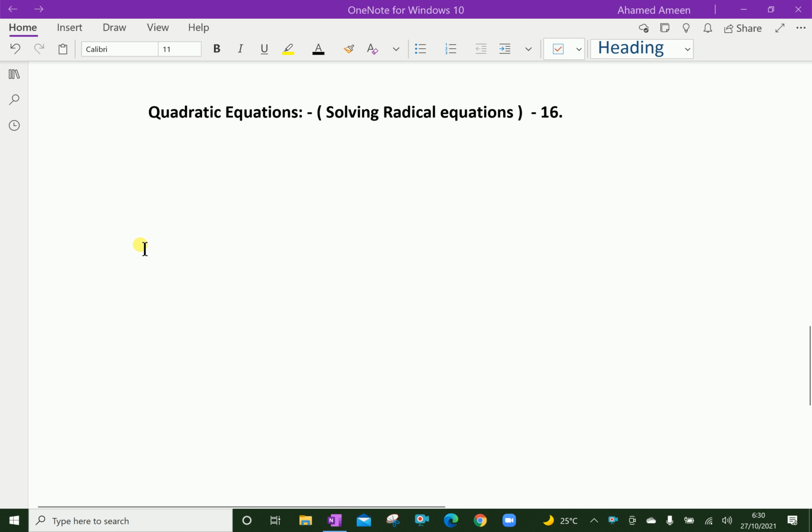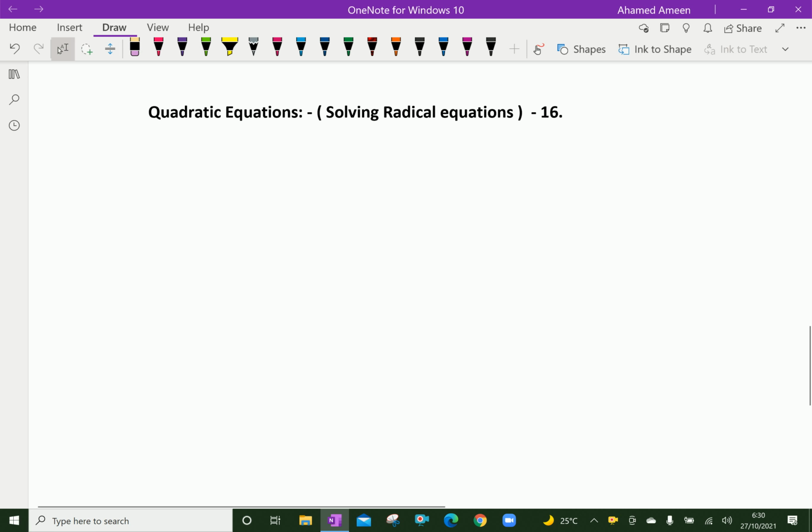Look at this example. Solve 2 times the square root of 2x plus 5, minus x, equal to 4. Look at this equation. The left side has one term under the radicand, and the right side is a constant. There is one more variable here. So, one variable only, but one expression is under the radical and the other is not.